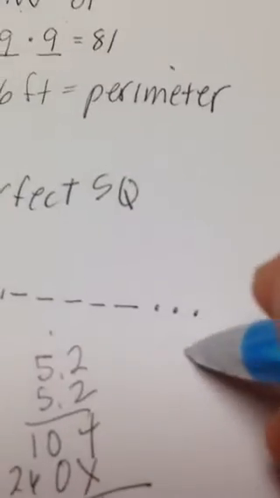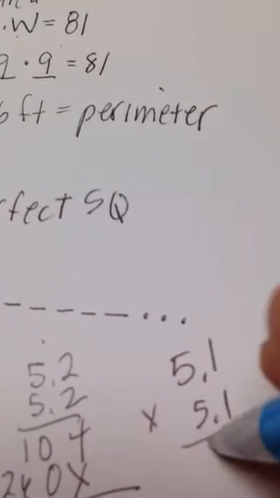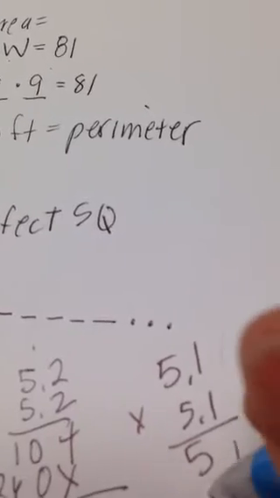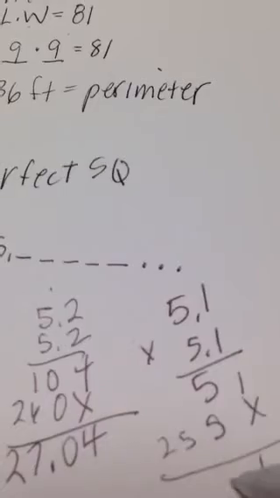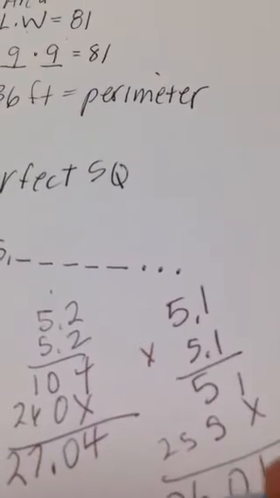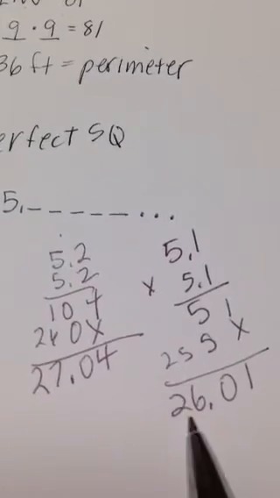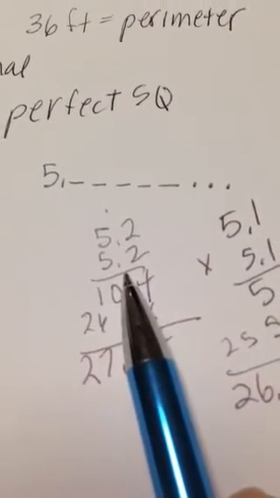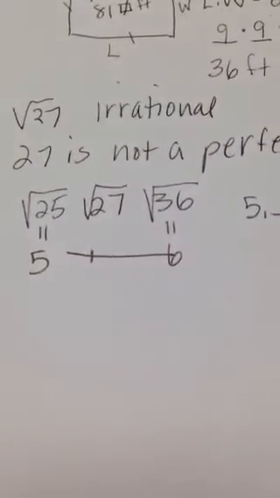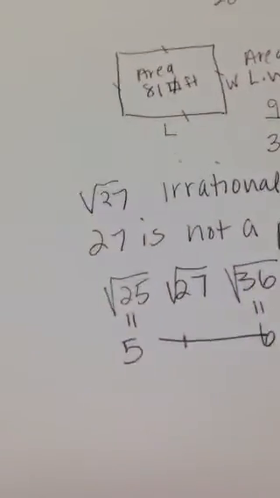Let's see what 5.1 times 5.1 is. That's 26.01. This one is actually closer to 27 than this one is. So 5.2 would be the approximate square root of 27, but it's really an irrational number. It's a decimal that goes on forever and does not repeat.